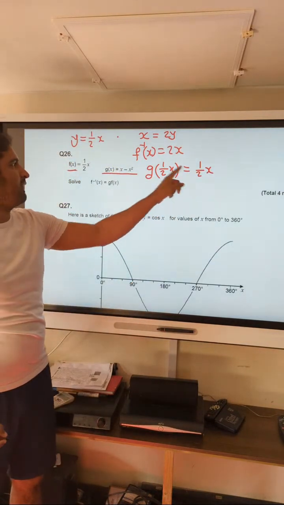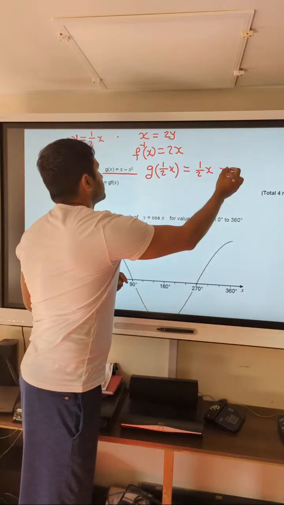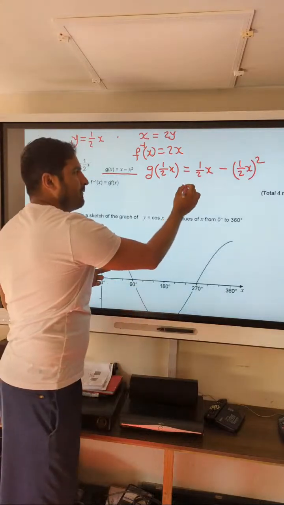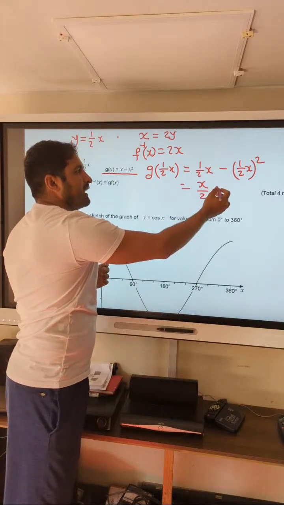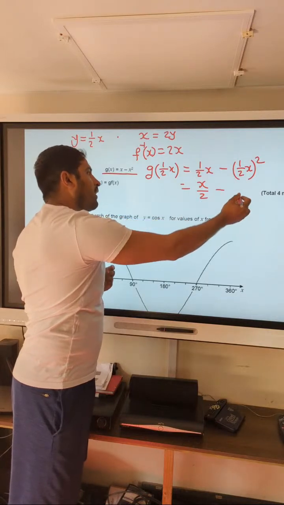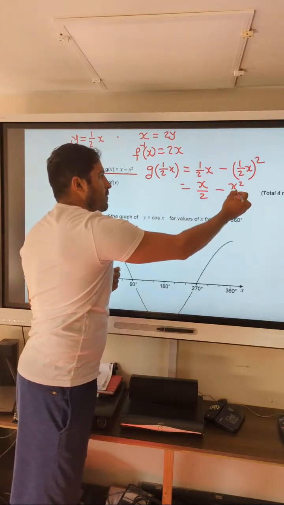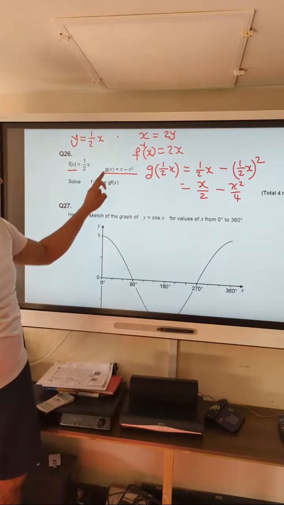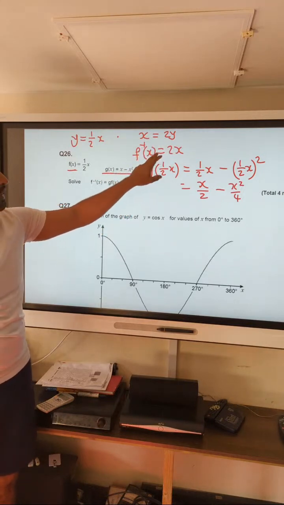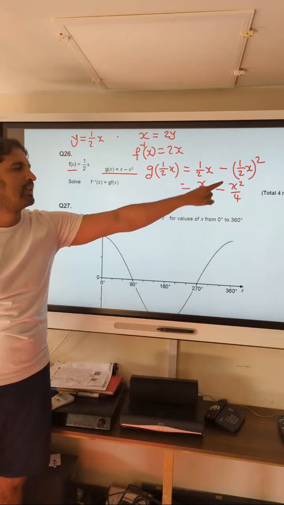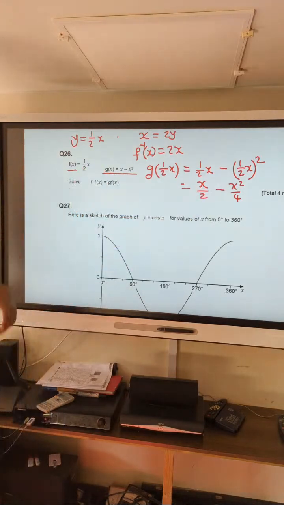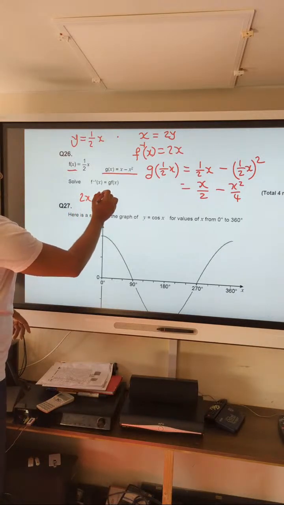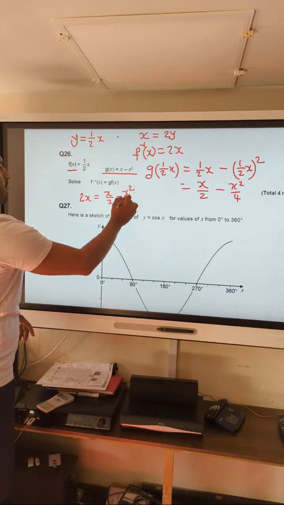So that x becomes half x, and that x squared becomes half x whole squared. So I can simplify it better. Half x is the same as x over 2, minus half of x squared gives you x squared over 4. Now I'm solving these two equations, the inverse function with this. So 2x is equal to half x minus x squared over 4. I'm solving that equation, so I'm going to write it down: 2x is equal to x over 2 minus x squared over 4.